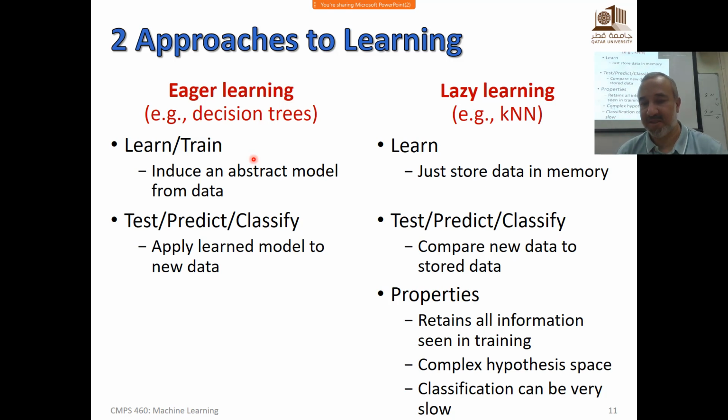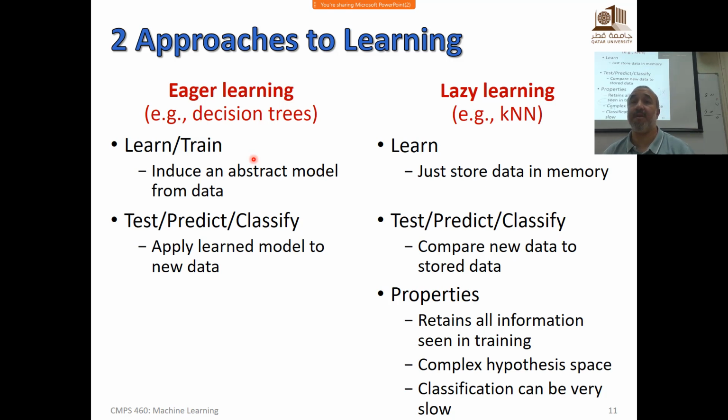The complex hypothesis space, we'll talk about it, I think, next lecture, inshallah. Classification can be very slow. Let's talk first about training. Is training fast or slow in kNN? Fast. We are not doing anything, right? So it's very fast. It's the fastest. Is there anything that can be faster than doing nothing? But classification is very slow.